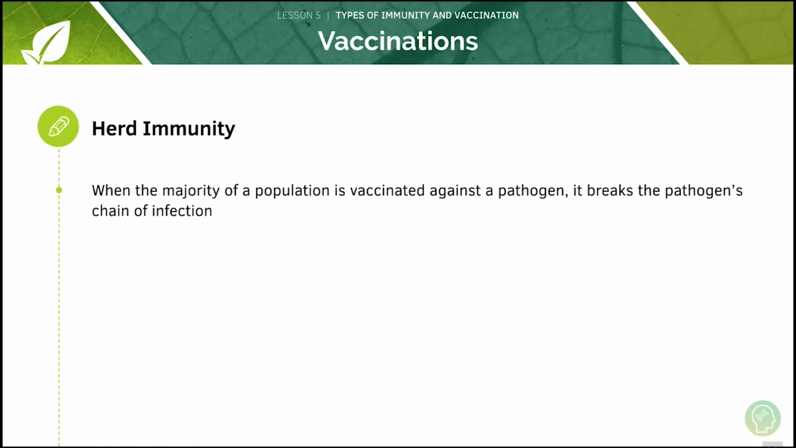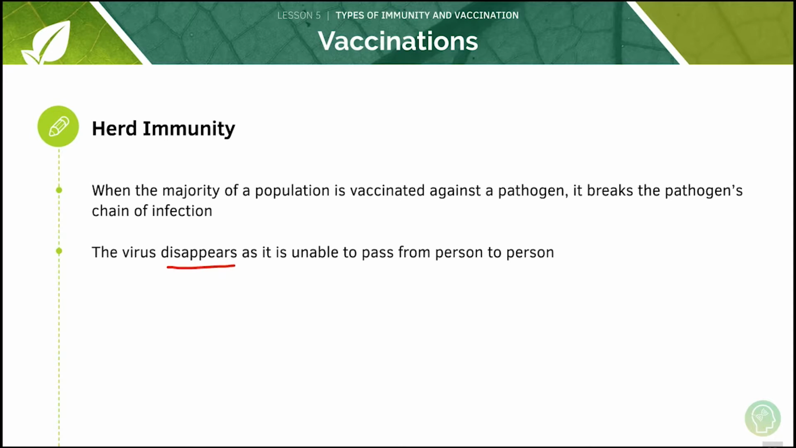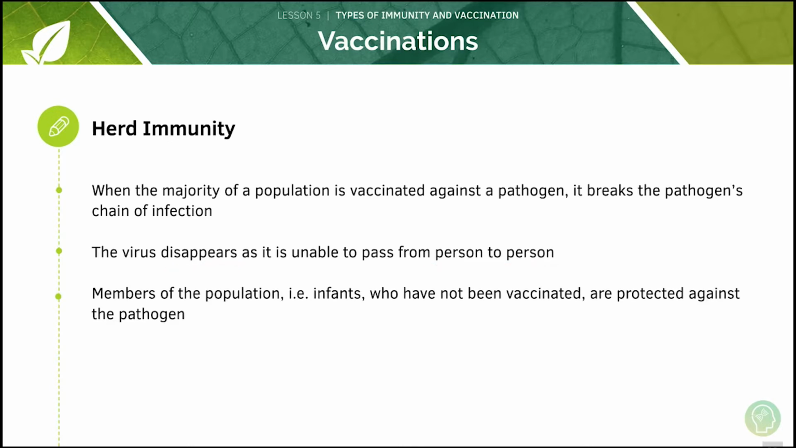Now let's look at herd immunity. Mass vaccination contributes to herd immunity. This means that the virus essentially disappears as it cannot pass from person to person. This means that members of the population, such as infants, who have not been vaccinated, are protected against the pathogen. This phenomenon is known as herd immunity.